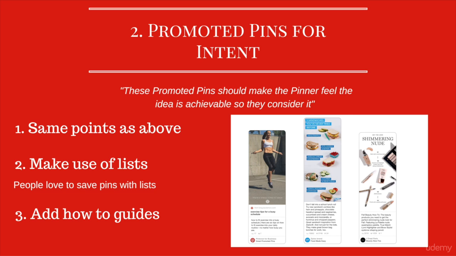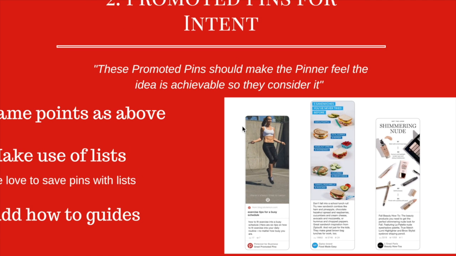Now, let me give you an example. Let's say, as you can see on the left, you are also in the fitness niche, and you have a product that is related to the fitness industry. You want to sell it. Now, instead of advertising your product directly to Pinterest users, what you can do is create a small article that says exercise tips for a busy schedule. And then you can target people who might be busy and show them this article. And when they see this article, they will click on it, they will read it, and then you can achieve whatever goal you want.